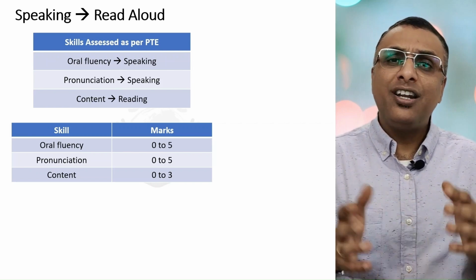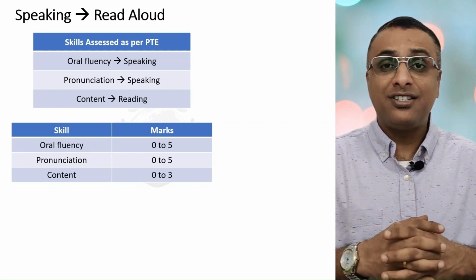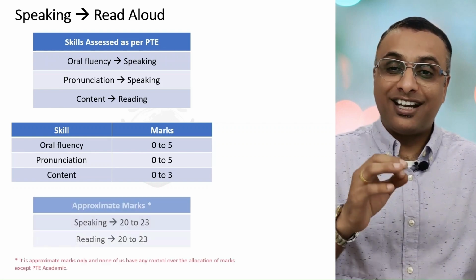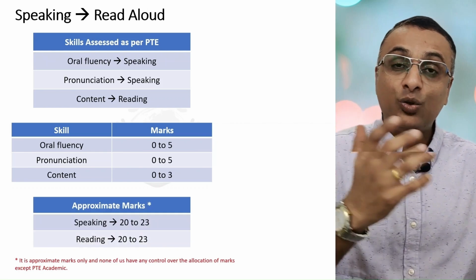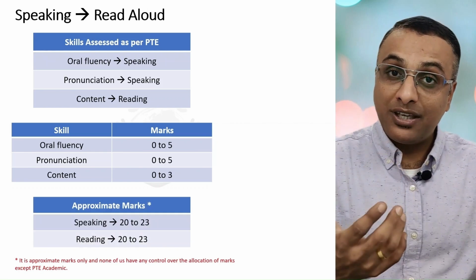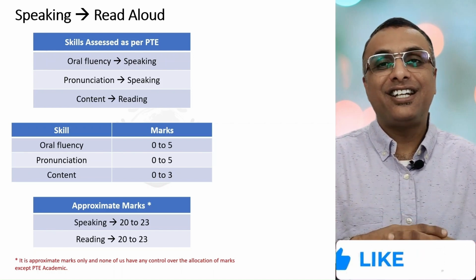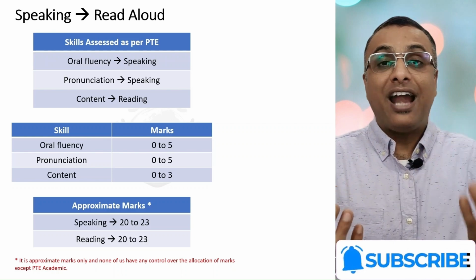As I told you earlier, you would get about 5 to 6 questions in your read aloud, correct? In total, how many marks would you get? That is nothing but between 20 to 23 marks, not just for your speaking, for your reading as well. Why are they giving marks for reading? It is an integrated task between speaking module and reading module.